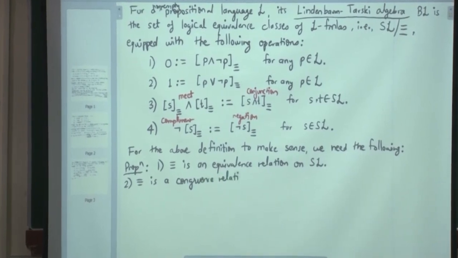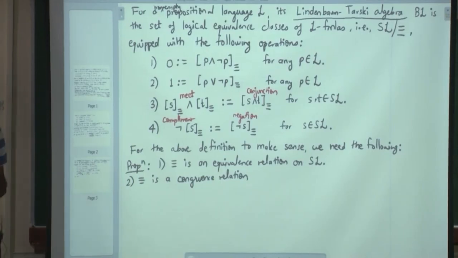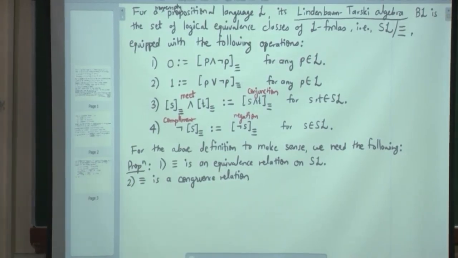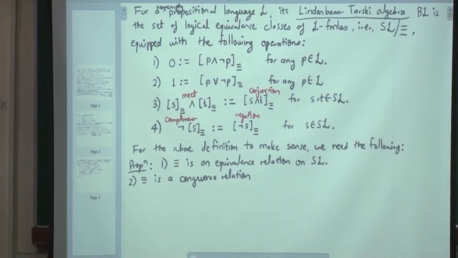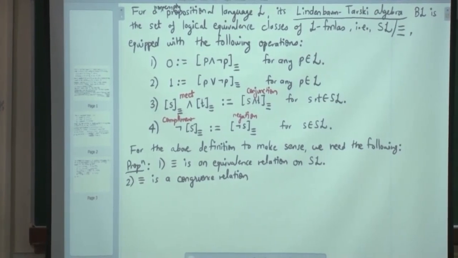So, do you remember congruence from our earlier encounter with integers? Modulo n is a congruence relation, which means it is an equivalence relation which behaves well with respect to algebraic operations. So, what are the algebraic operations here? Given S logically equivalent to S prime and T logically equivalent to T prime, we have negation S is logically equivalent to negation S prime.